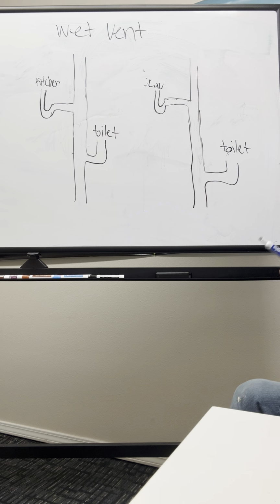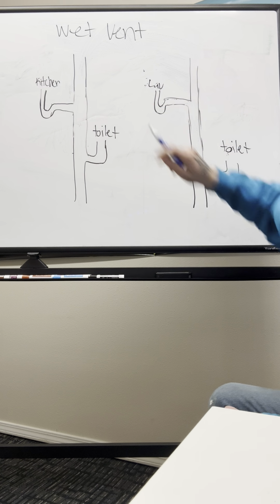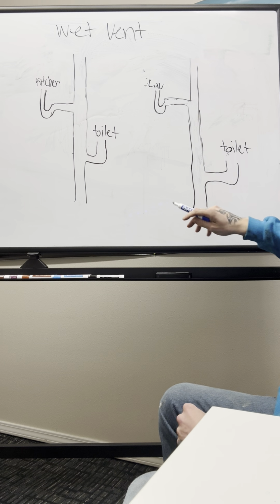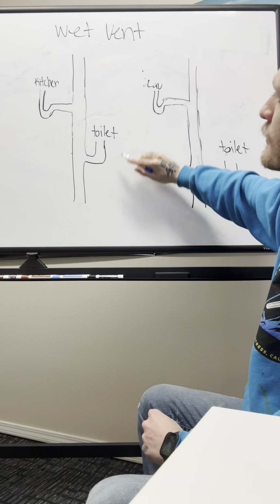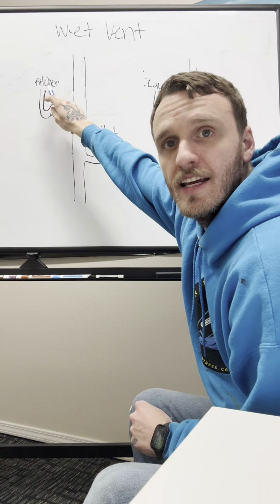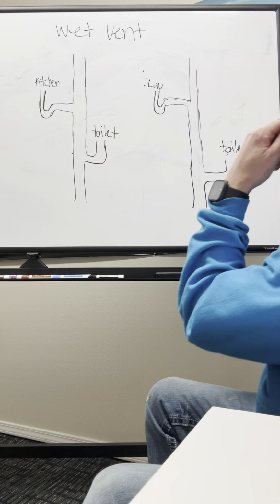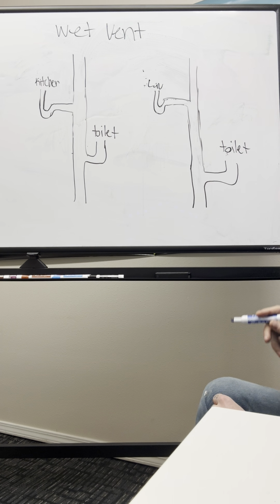So, okay, here I got a couple of demonstrations. On this one we have a toilet and a lavatory, right on this diagram, and then on this diagram we have a toilet and a kitchen line up from the toilet. So let's start with the lav here.